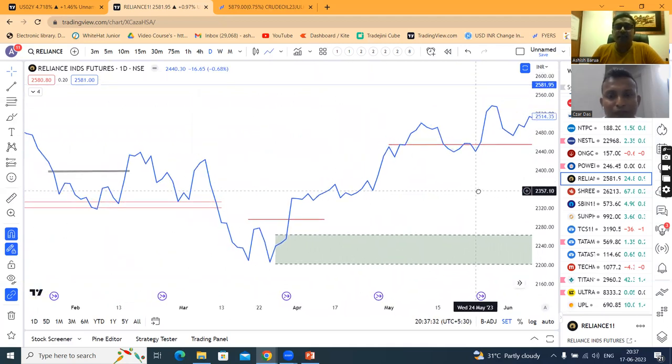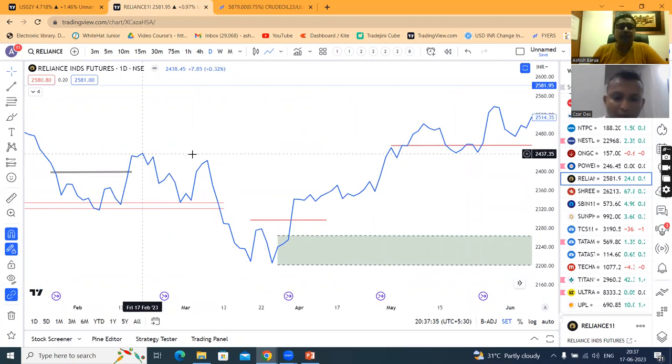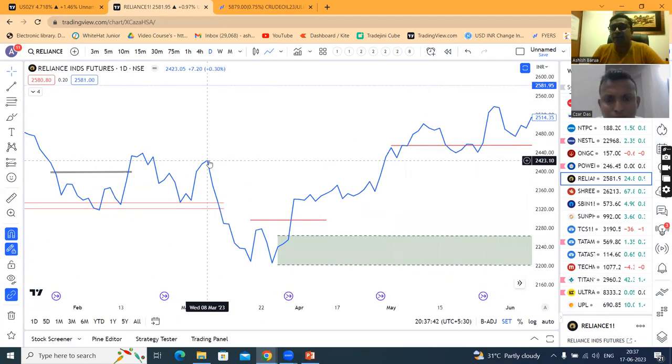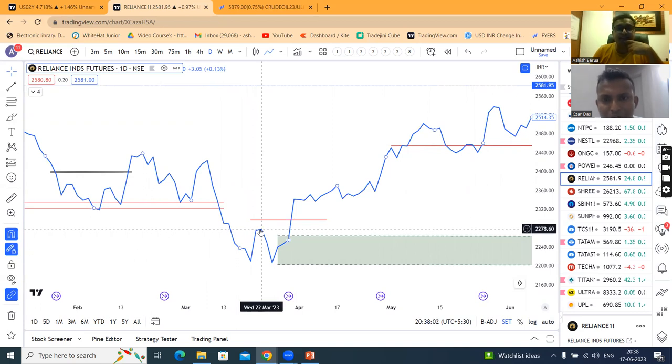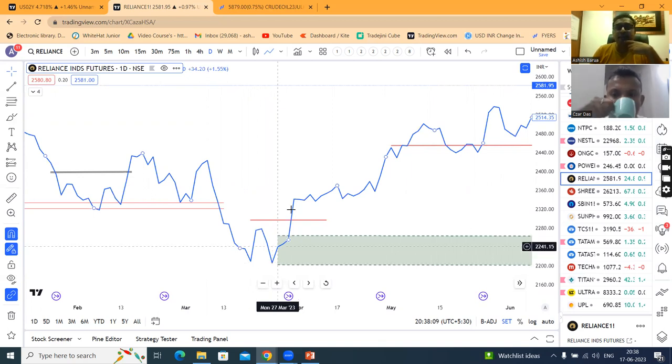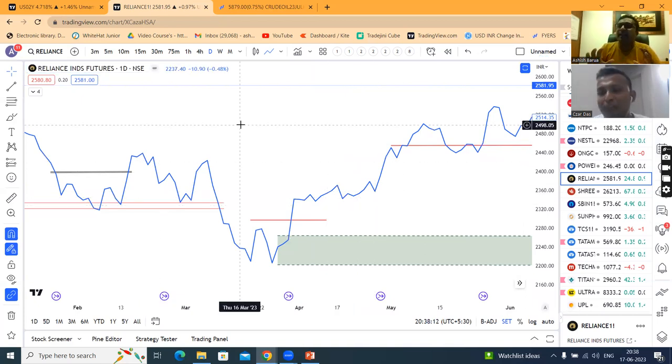What this line chart depicts means, if I say this one is 8th March 2023, from 8th March the price was 2,223. If you see here on the right side corner, price is there. Then gradually it got sold off on a daily basis. Then came to 2,212. From there again moved higher to 2,277. Then to this level, 2,207. Then again moved higher. Means it's only a graphical representation of the daily closing price of Reliance shares.